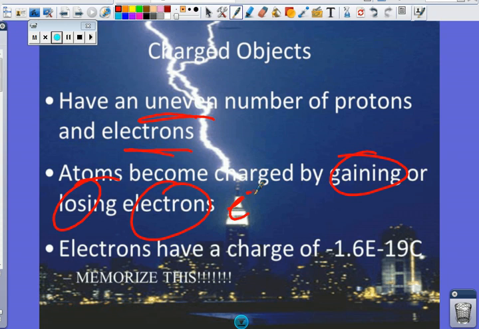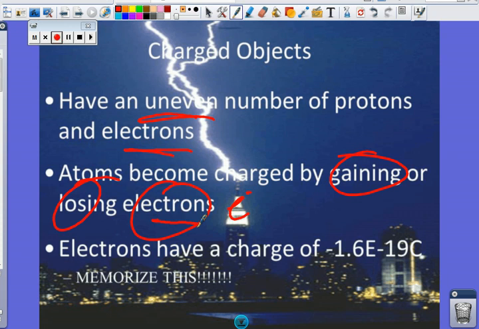You're not going to lose protons. Protons are on the inside of the nucleus of the atom. They're held together by the strongest forces, I think, that we know about. The protons aren't moving. The electrons on the outside, those guys are moving.